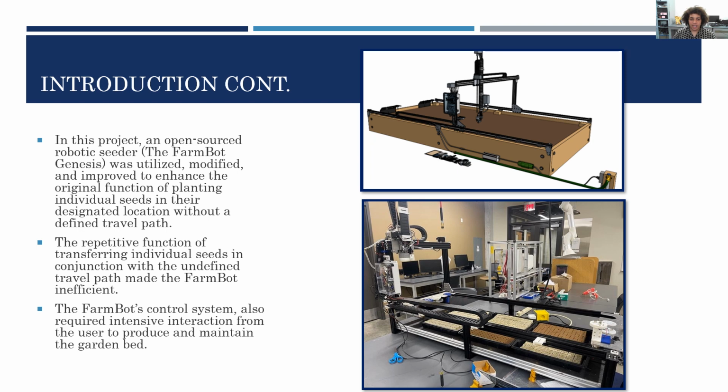In this project, an open-source robotic seeder, the FarmBot Genesis, was utilized, modified, and improved upon to enhance the original function of planting seeds in their designated locations. The FarmBot performed repetitive movements to pick up and transfer seeds. This, in conjunction with the undefined travel path, rendered the FarmBot inefficient. Alongside the repetitive movements, the FarmBot's user interface required intensive interaction from the user to ensure proper operation.